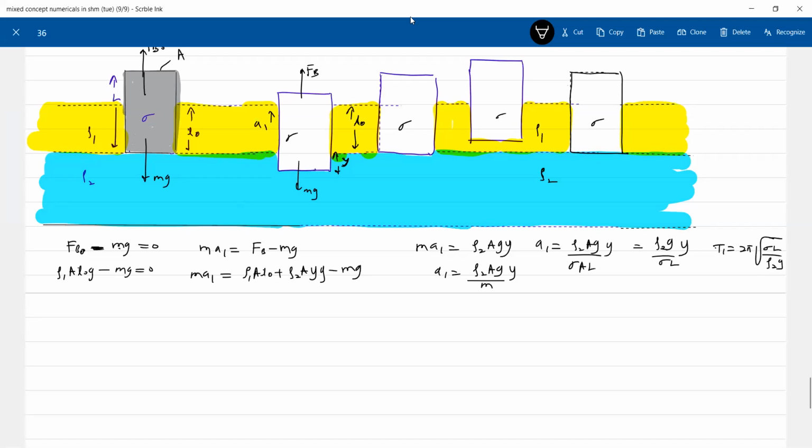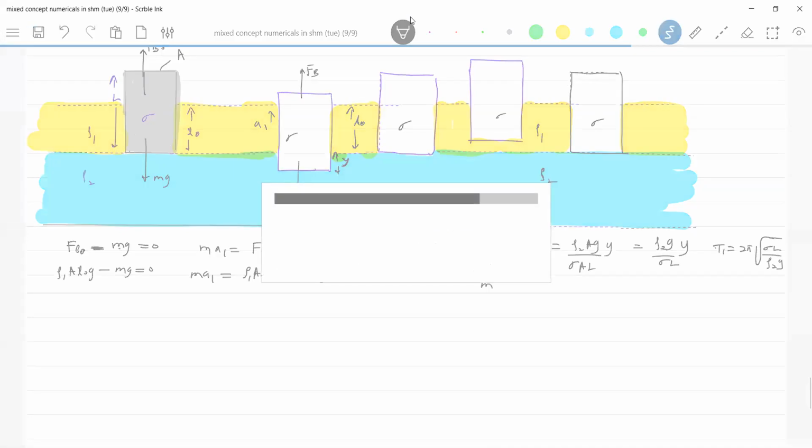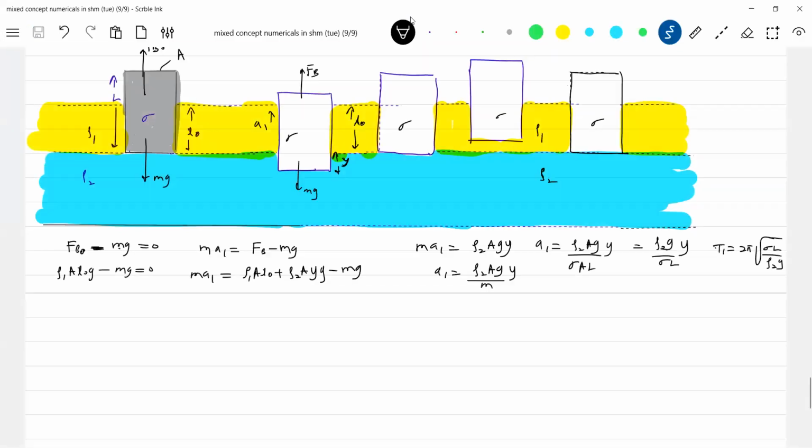So what will the time period be? Okay, so this is for the first half. When the cylinder gets into the second liquid, for half of the time it will be there in the second liquid. Then from the mean position it will go to the upper extreme, then again come to the mean. Able to make it out?